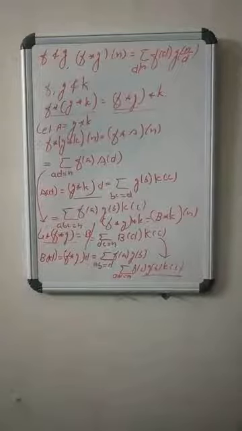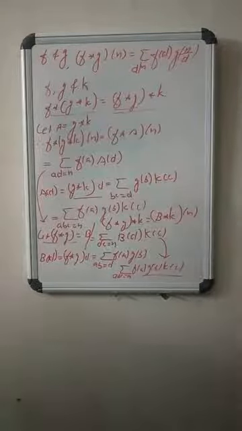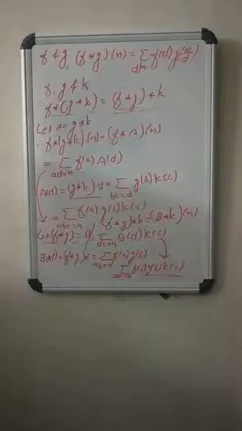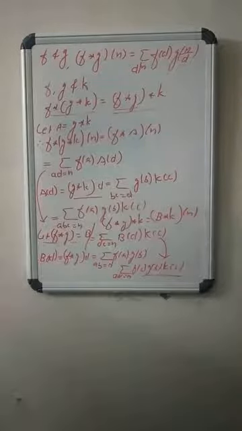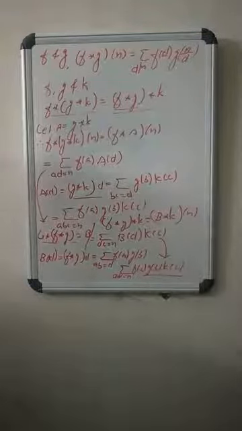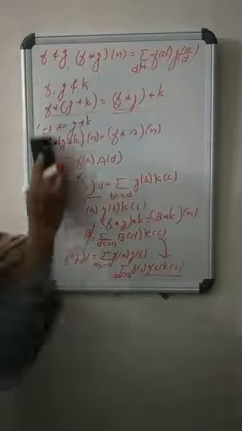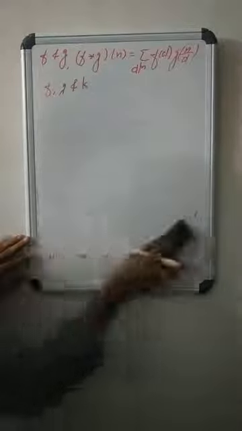So that the Dirichlet product is always commutative as well as it is associative. Clear? So this is the property of Dirichlet product.